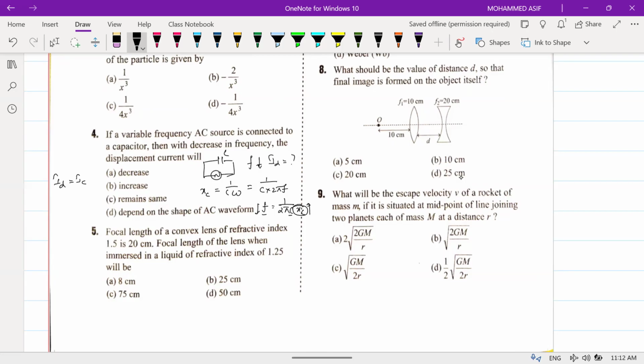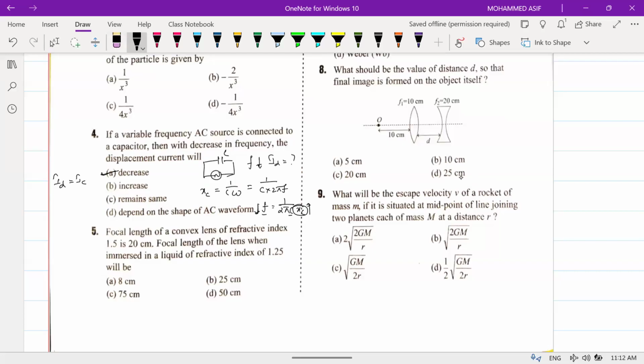If frequency is decreasing, Xc will be increasing. Xc is nothing but capacitive reactance, something like a resistance. So if it is increasing, what is happening? Current flow through the capacitor will decrease. In the case of a capacitor, displacement current is equal to conduction current, so with the decrease of frequency, displacement current will also decrease. So what is the best option I can write? C. Clear? Got it?